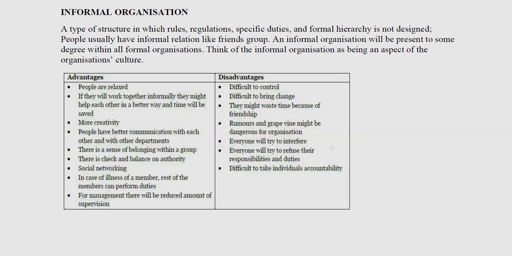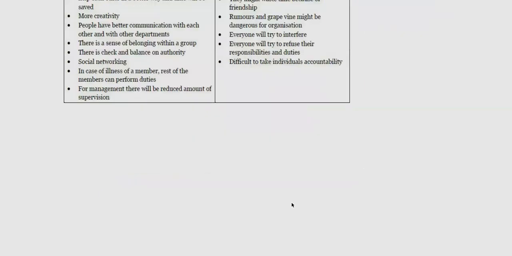So everyone will try to interfere, everyone will try to refuse their responsibilities and duties, because man is lazy and it is difficult to take individual accountability when they are accountable. So these ones you can chip in as and when you are talking about culture and structure. They link together. That's why I'm bringing you the link.